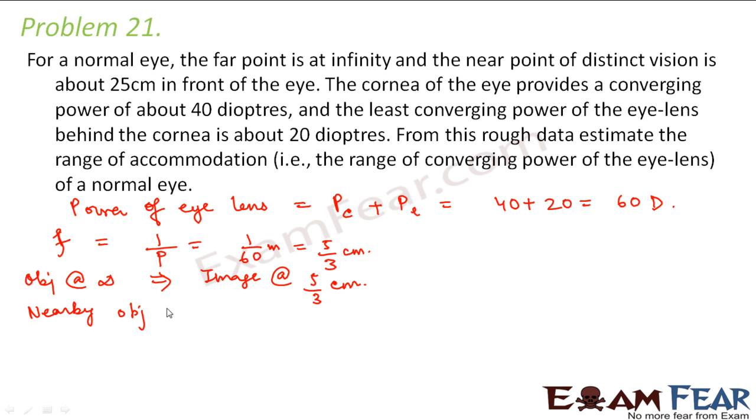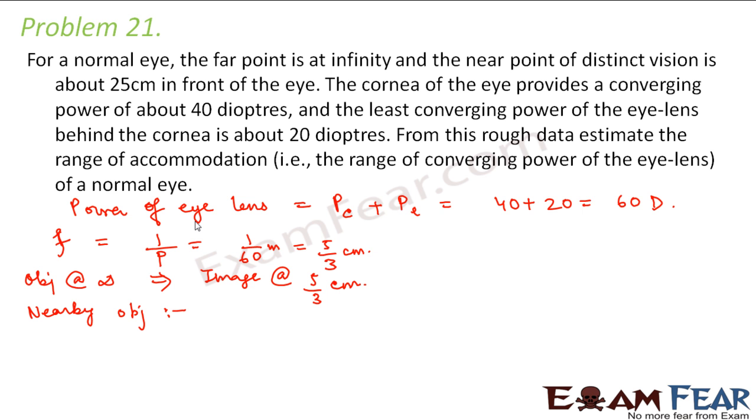For nearby objects, what will happen? The lens will use its maximum converging power, because it will try to converge the rays as soon as possible. For nearby objects, the eye lens will use its maximum converging power. Since the object is lying near, it will try to converge all the rays as soon as possible so that the image is formed at the retina.